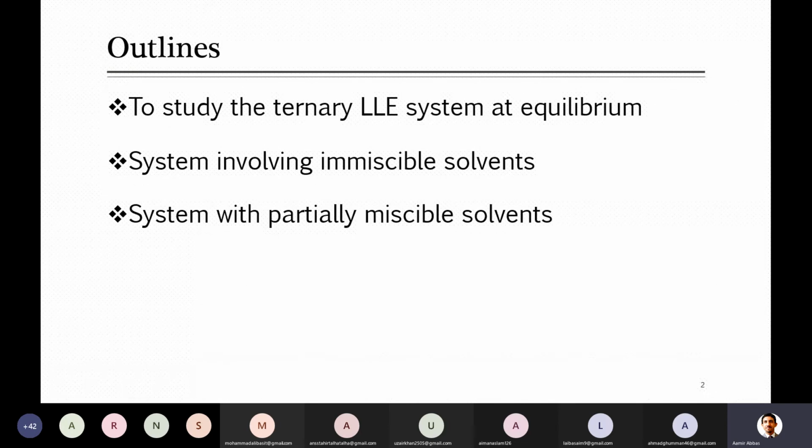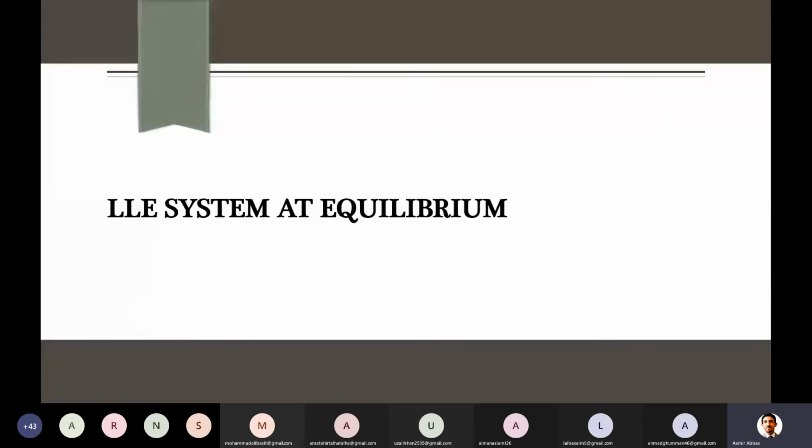One is the system in which we will be talking about immiscible solvents. Like, there will be two solvents. We already talked about it; if you were there initially when we started with this, you know about it, but we'll quickly revise what immiscible solvents mean. And then there are partially miscible solvents. So these are actually the two systems. We have to discuss the calculations when they are in equilibrium.